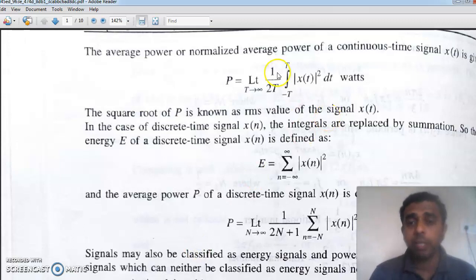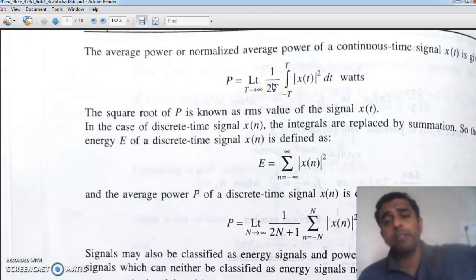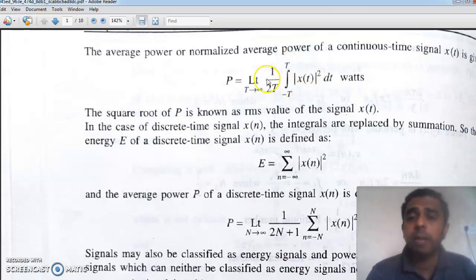Average power means the absolute square of that sequence integrated from minus infinity to plus infinity. Here you're putting a substitution for infinity, that is minus T to T, where T tends to infinity. So what is the base? There is one T towards minus infinity, there is another T towards plus infinity, so the total base is 2T. Average means the sum provided by the integration divided by the base 2T, where T tends to infinity, and the integration will have dt also, and that is in watts.